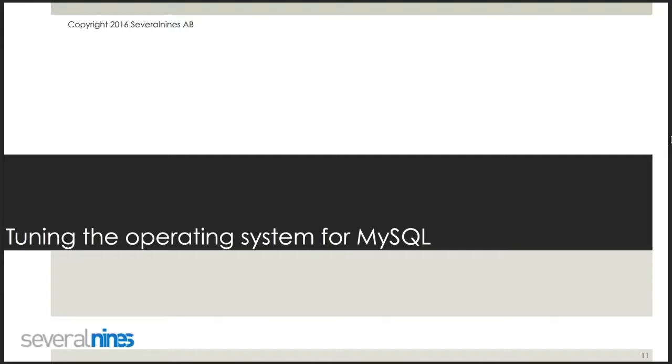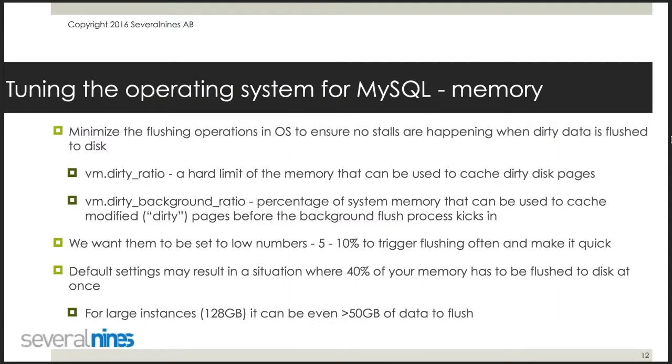So, tuning the operating system for MySQL. Obviously, this is an important bit because MySQL runs on some kind of operating system, so it is affected by some settings. There are two main things that you'll be looking into when talking about the operating system. First of all, it's memory. One of the settings that you'll be looking into governs how the operating system flushes its disk cache. I'm talking about vm.dirty_ratio and vm.dirty_background_ratio here.